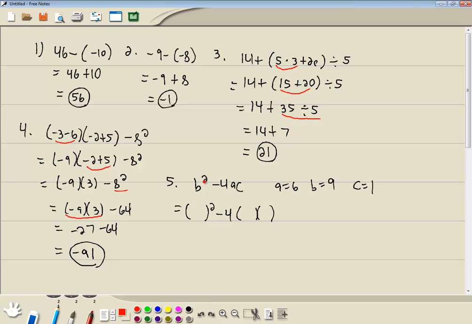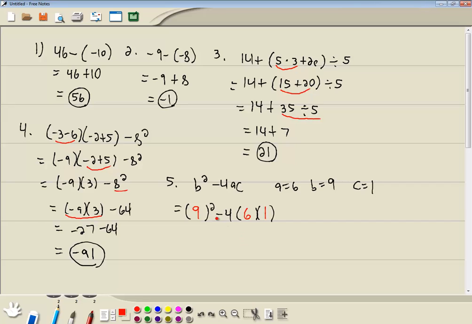Now everything else remained exactly the same. We put the squared still there, the minus 4, we just go through and replace our variables with sets of parentheses. Well, we said b was 9, so I'll put 9 in for the b. We said a was 6, so I'll put 6 in for the a. We said c was 1, so I'll put 1 in for the c. And then we follow our order of operations. Please do what's inside the parentheses. There's nothing to do inside the parentheses.